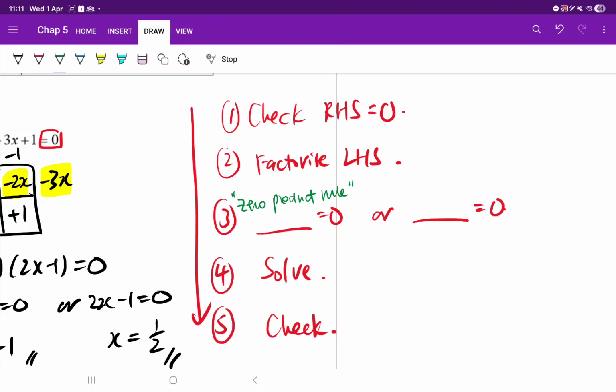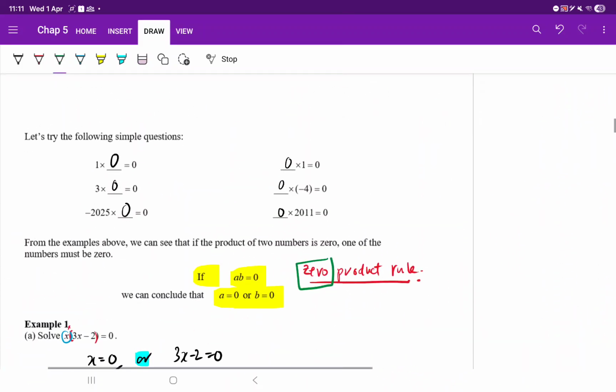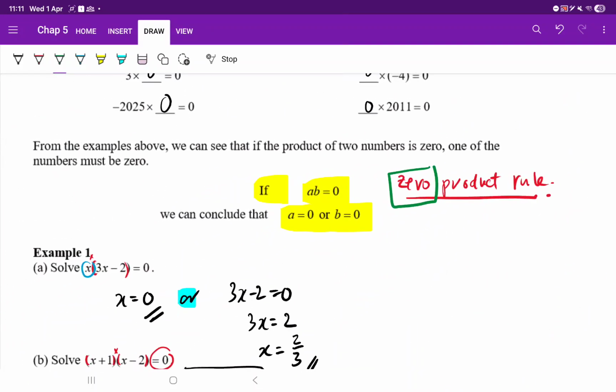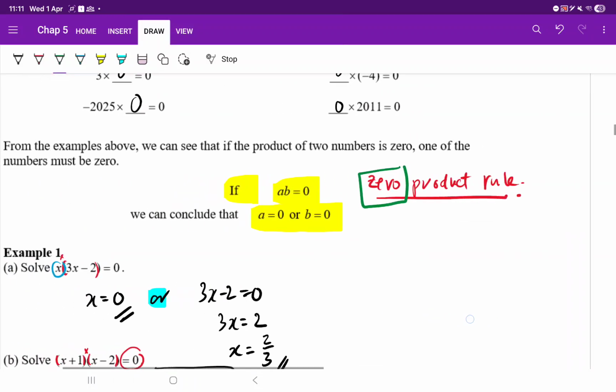Okay? And if you do not know what the zero product rule stands for, you can go and look at the worksheet again, but you have to scroll up to page 2 this time round to see this. I forgot to record. Anyway, the zero product rule says this. You're going to read yourself.